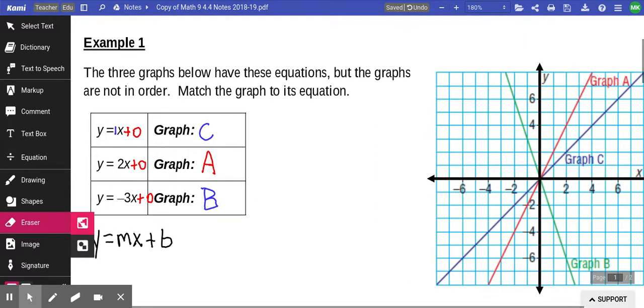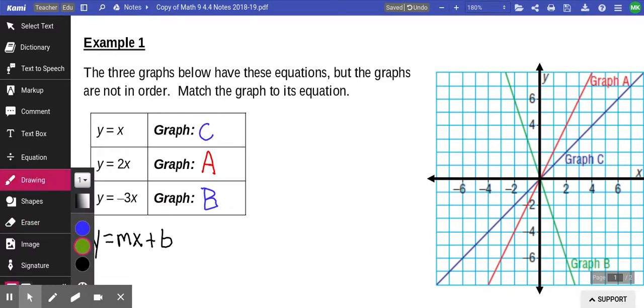So for instance, if we pretended, I'm just going to get rid of all these plus zeros. If we pretended there was no grid there, they just give you 3 lines. The way that I could figure out which line is which is by understanding what slope represents. Slope represents the steepness of something. The bigger the number, the steeper it should be.